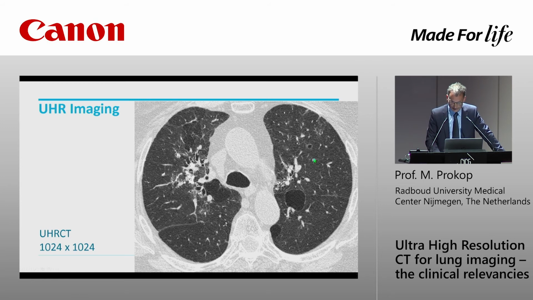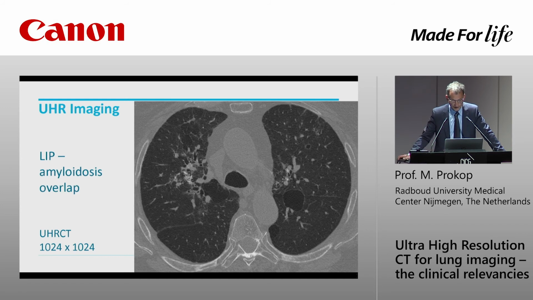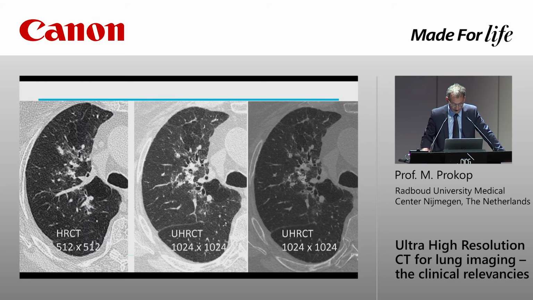You see that there is much sharper definition of structures, and if you look at a wider window setting, you see that actually there are lots of tiny little calcifications in this, and this is probably an LIP amyloidosis overlap syndrome in this case. And if you look at the images next to each other, you can appreciate the amount of detail, especially if, for example, looking here, you can see these tiny calcifications entering this bronchial structure.